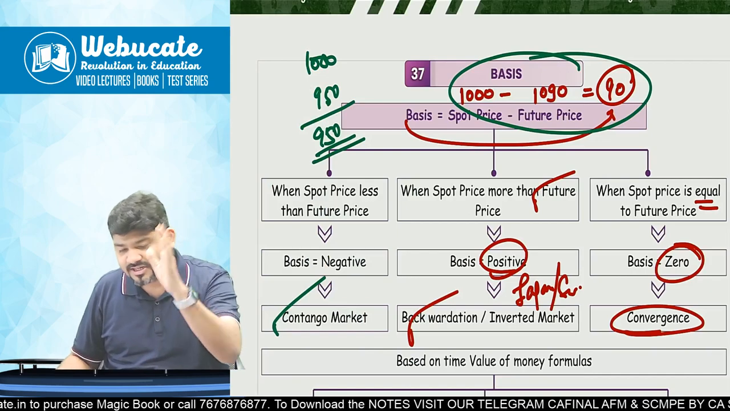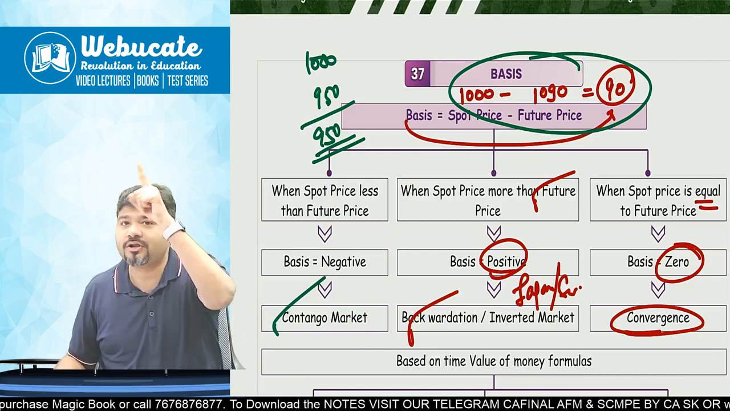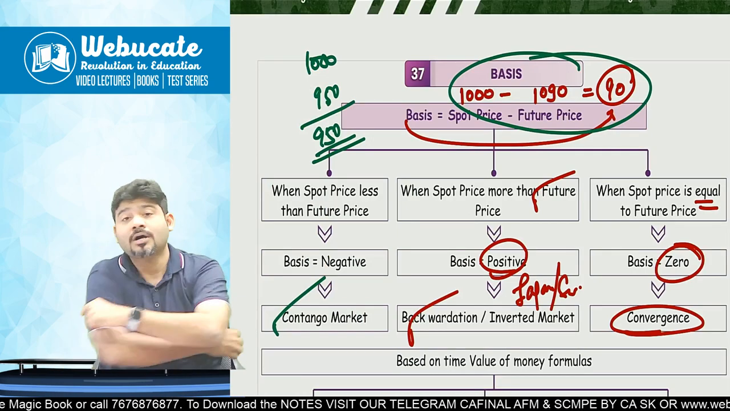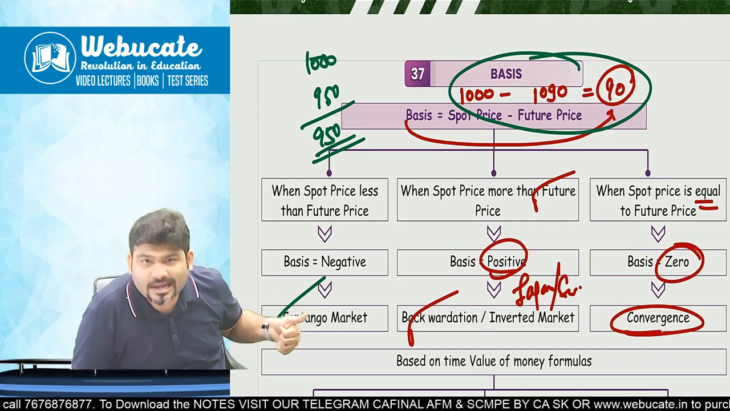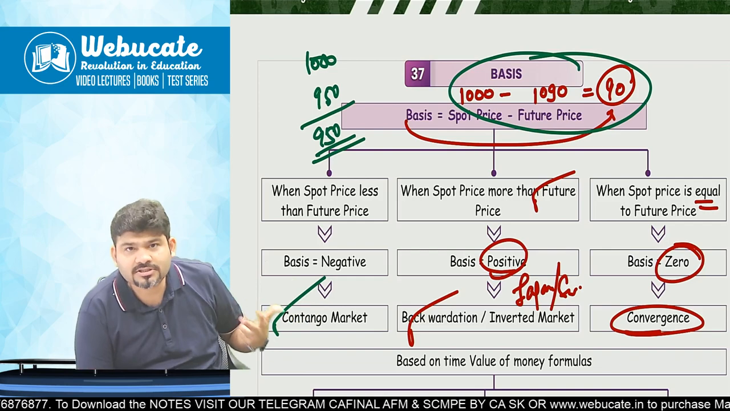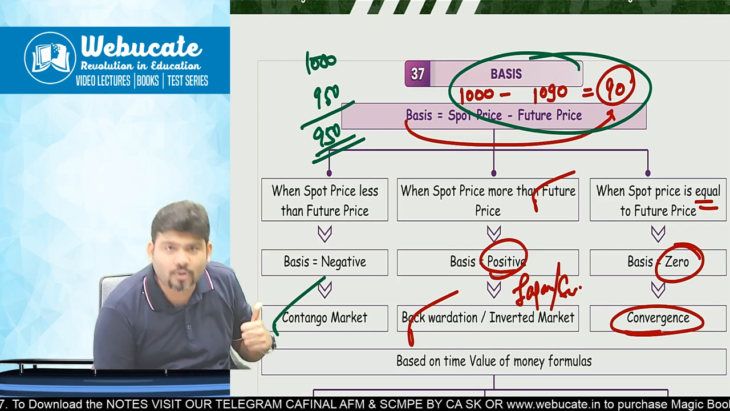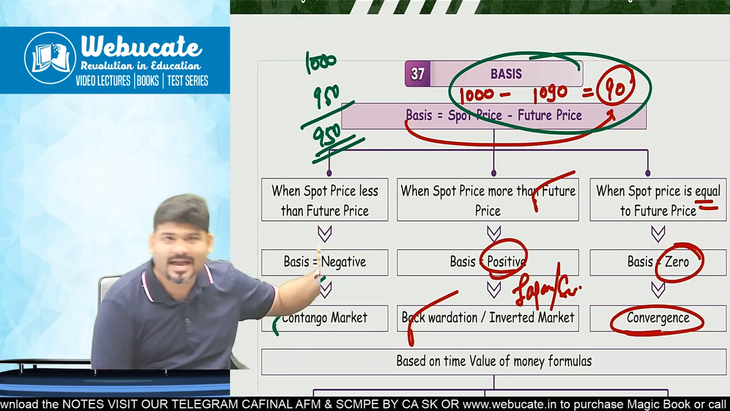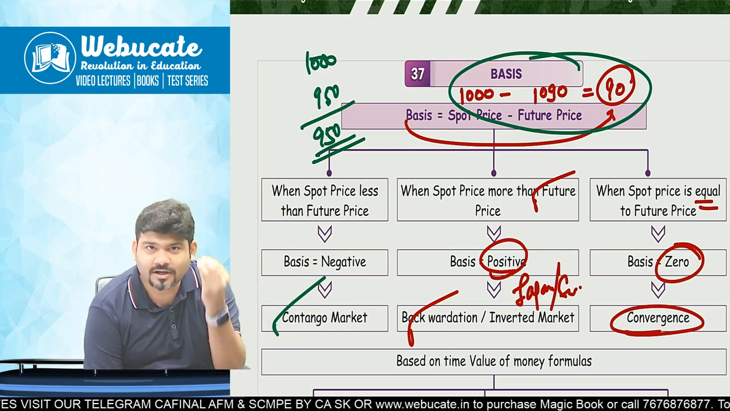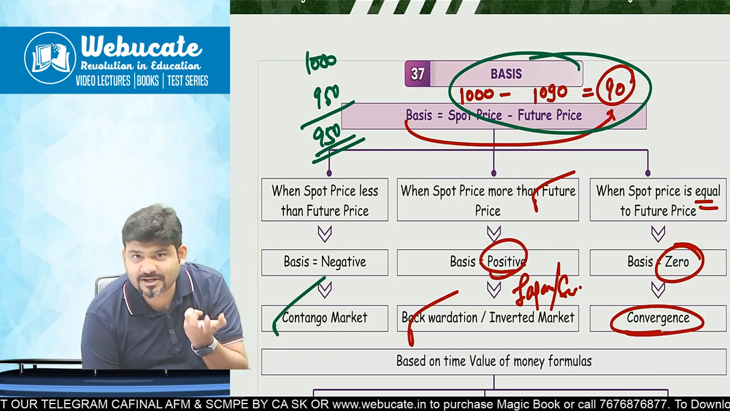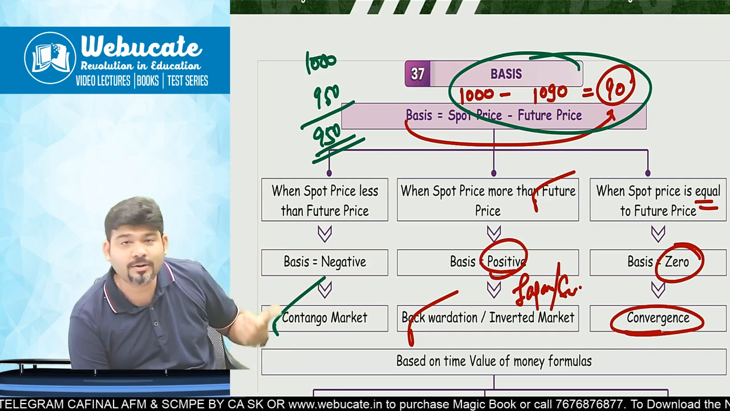This is a sure shot question for your MCQs, multiple choice questions, expect it. Contango, backwardation, convergence. India is a contango market. Futures price will always be higher than the spot price. You can watch it on Money Control, in Zerodha, any of the apps that you know. Try it out, watch it out. India is a contango market.